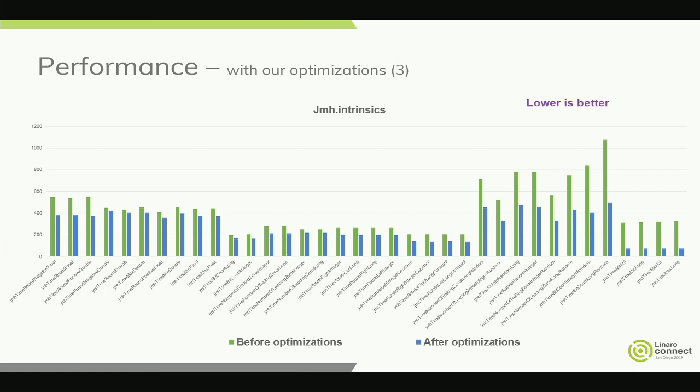And this is the performance result for the intrinsic part, because we did some intrinsics for bitCount and min-max. So here it has a large improvement, mainly for bitCount and min-max. So it has 7 to 326% improvement.